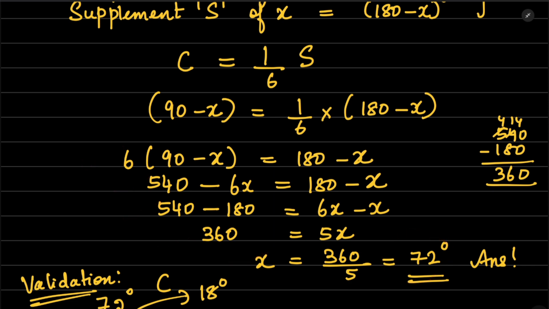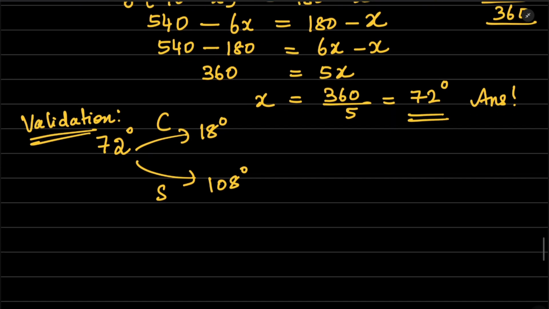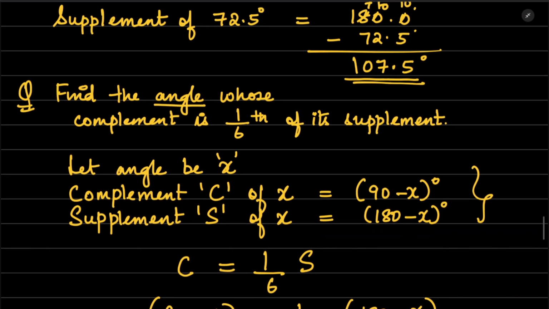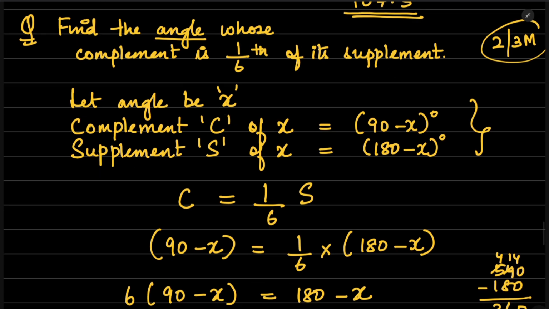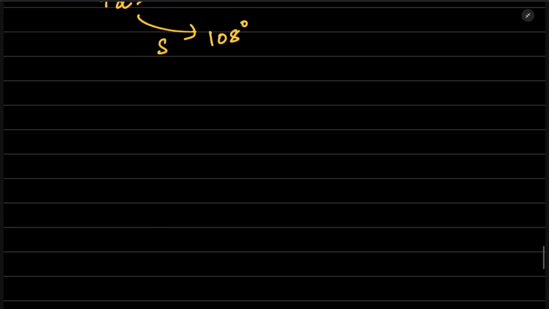That's your answer. You can either stop it there or you can probably validate it like this. Okay. So for the given angle, what is the complement? What is the supplement? And then you check if 18 is 1/6 of 108. It will definitely come. So this is your answer. So probably this question can come for your 2 or 3 marks. It's an important question. Okay. Let's do one more question related to this.